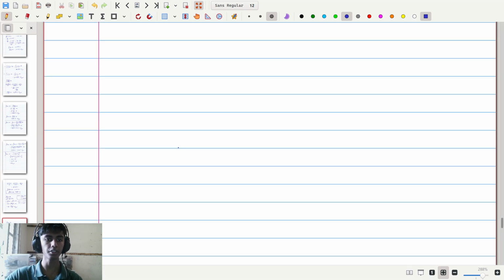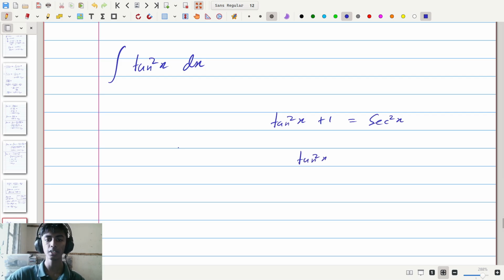Taking the tangent squared of x, we'll write the integral of the tangent squared of x with respect to x. To simplify this one, we're going to be using another trigonometric identity. From the identity sine squared plus cosine squared of x equal to 1, we can divide both sides by sine squared or cosine squared to get two different identities. From dividing by cosine squared, we get that the tangent squared of x plus 1 is equal to the secant squared of x. Therefore, the tangent squared of x is equal to the secant squared of x minus 1.